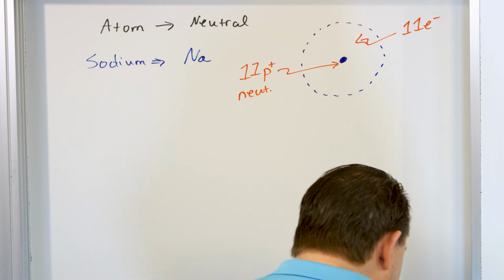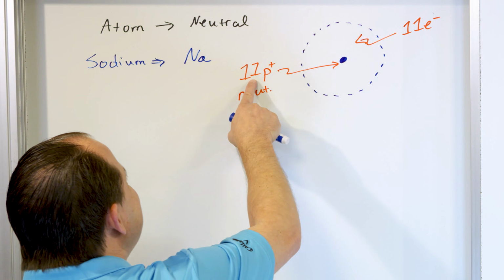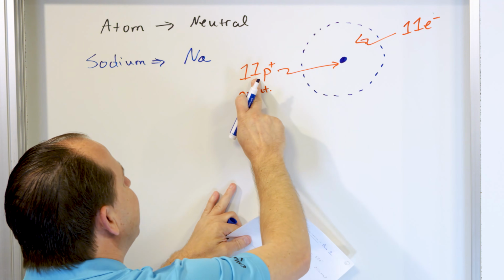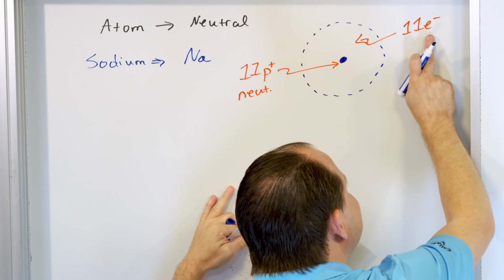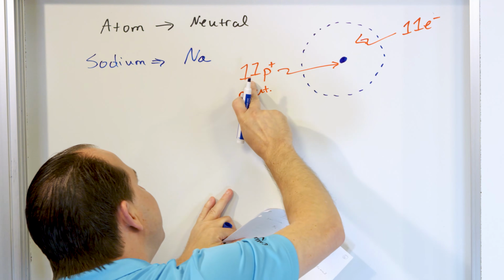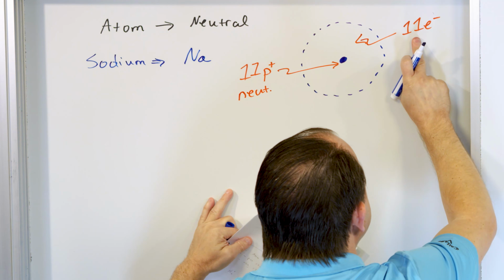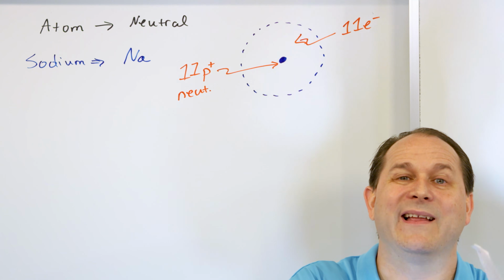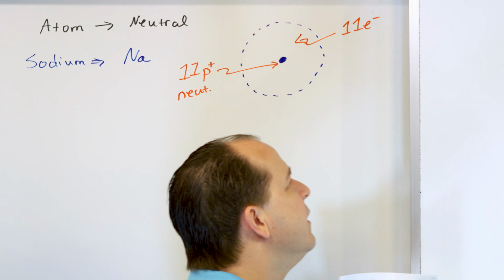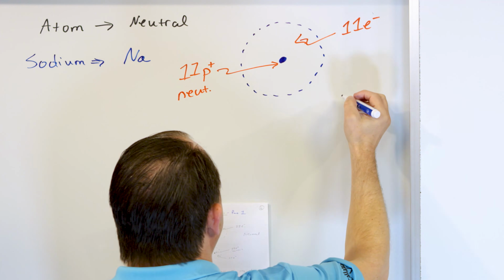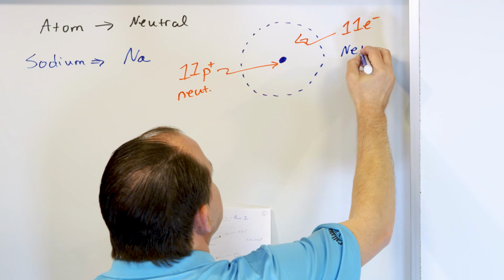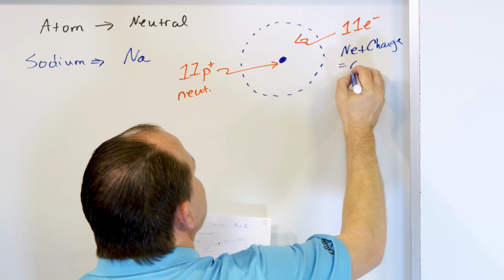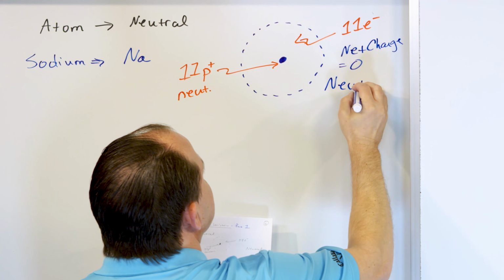All right, so because this thing has an equal number of protons to electrons, if you just add them up, the protons have a positive charge and the electrons have a negative charge, and there's 11 of the positives and 11 of the negatives. When you go back to algebra, a positive 11 plus a negative 11 is just 0. So because of this, the overall charge is 0. We say the net charge is 0. So we say this is neutral.